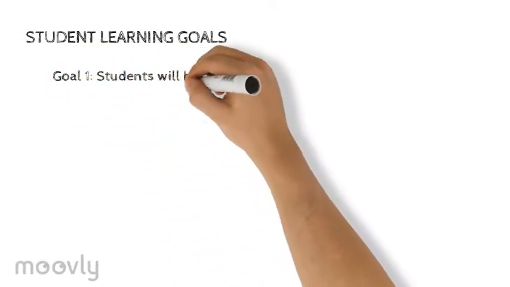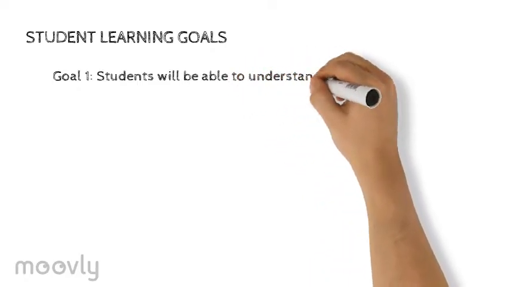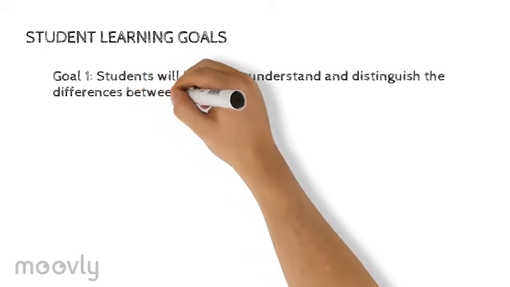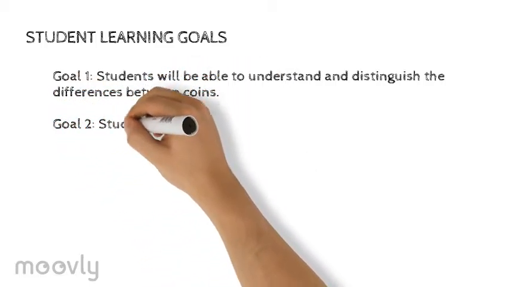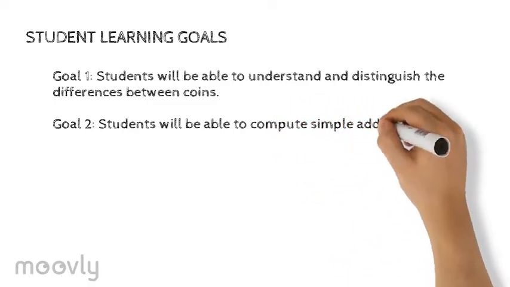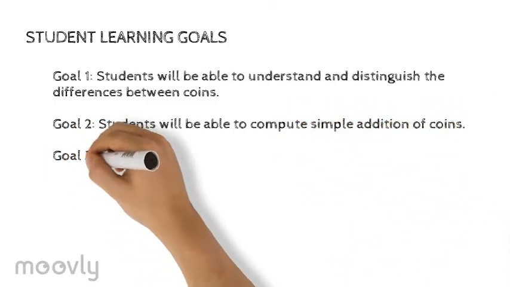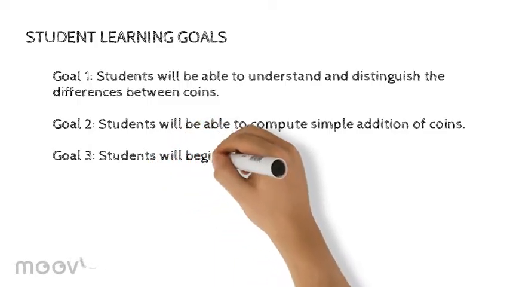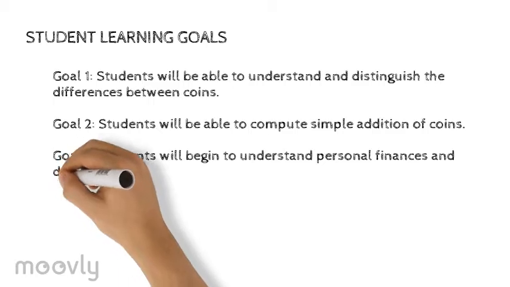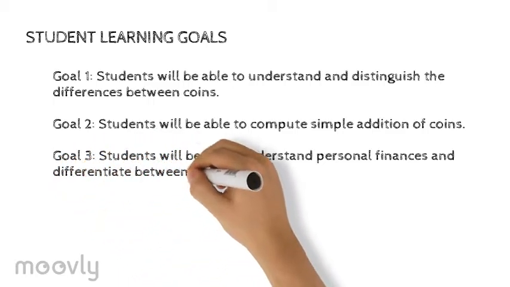1, students will be able to understand and distinguish the difference between coins, so recognizing and identifying coins by name, the value, being able to organize and categorize them, skip counting by 5s and 10s. 2nd, students will be able to compute simple addition of coins, comparing and determining which is more, assessing items and determining if they have enough money to quote-unquote buy, and totaling a group of coins.